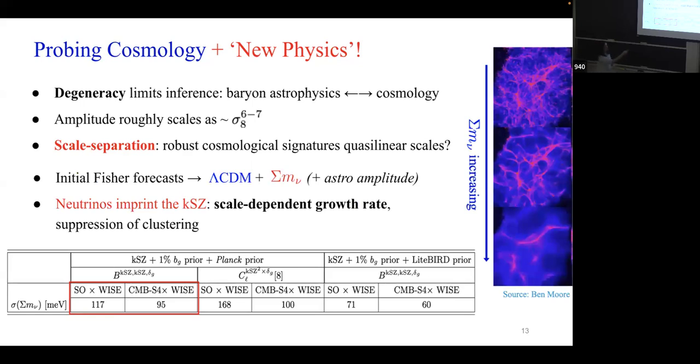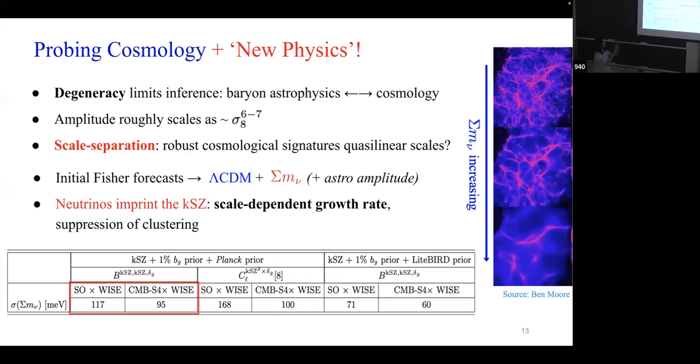So as is pictorially shown over there, depending on what the sum of neutrino masses is, you expect differences in the clustering of matter in the large scale structure. And our KSZ observable in particular is dependent on the sum of neutrino masses in two ways. One, neutrino masses suppress the clustering of matter at small scales, but they also induce a scale dependence in the linear growth rate that I mentioned earlier. And because velocities are proportional to this growth rate, they imprint on our KSZ observable.